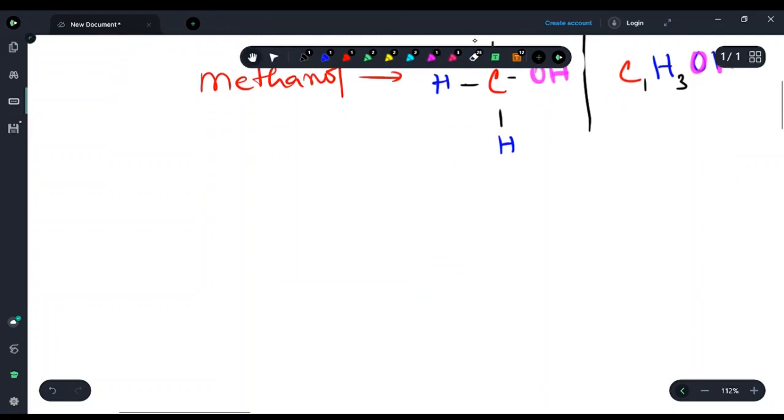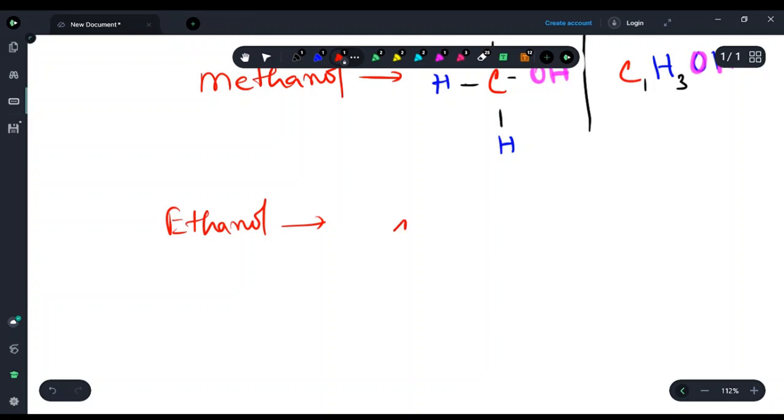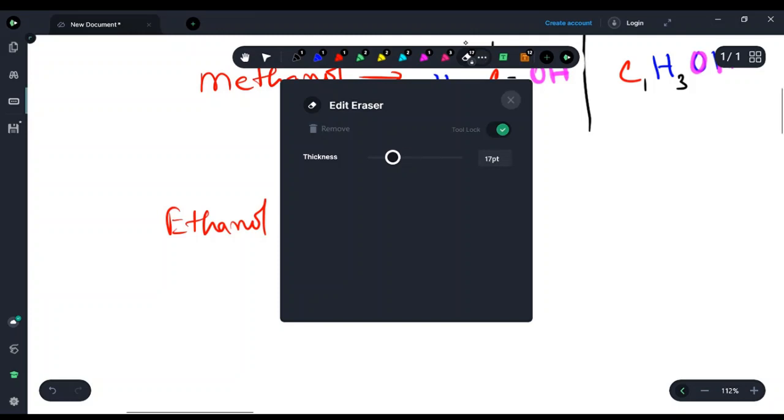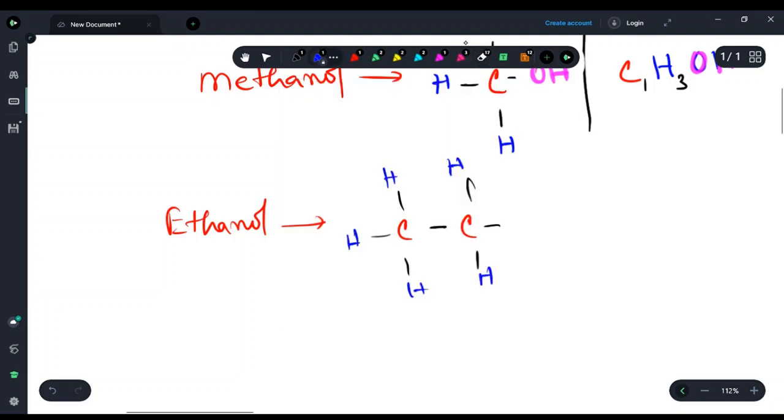Now let's see ethanol. For ethanol, we know eth, so there will be two carbons. There will be a bond between them like that, and all of them will contain hydrogen. That's the simple structure for ethane. But when this is ethanol, one hydrogen will vanish. So one hydrogen gets vanished, and substituting that, there will be OH.